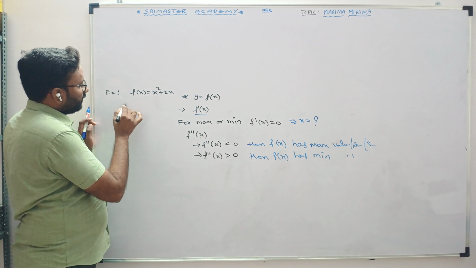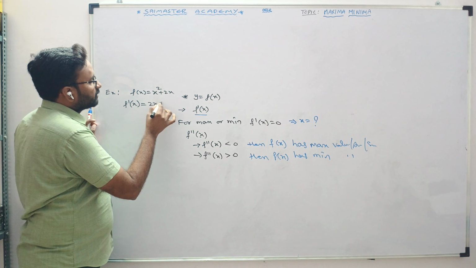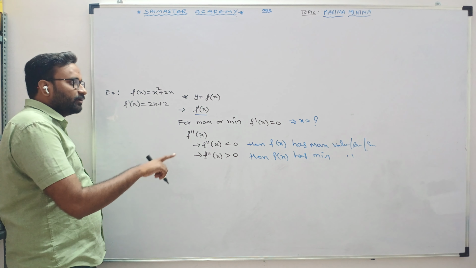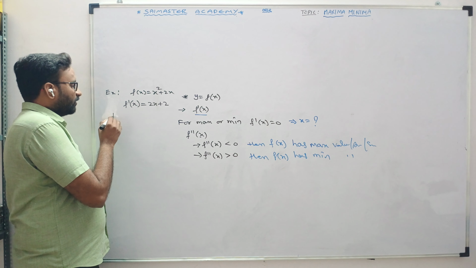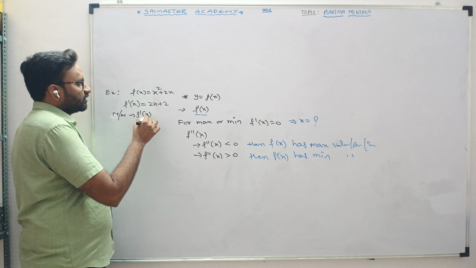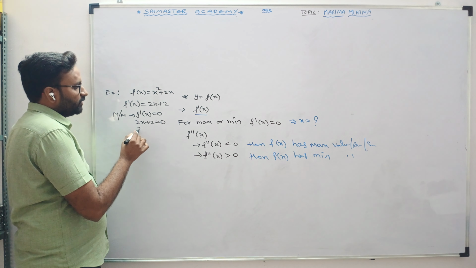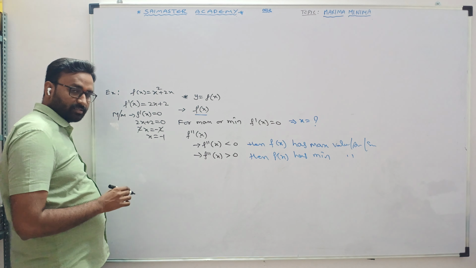First derivative cheyali kabatti we are finding f dash of x, which is equal to 2x plus 2. X square ki 2x, 2x ki 2. And for maximum or minimum, f dash of x is 0 cheyali kabatti, for maxima or minima f dash of x is equal to 0, means 2x plus 2 is equal to 0, means 2x is equal to minus 2, cancel, x is equal to minus 1.